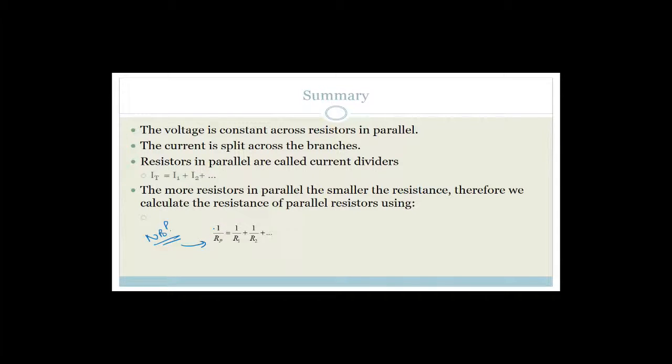Okay, so what did we say? We said the voltage is constant across the resistors in parallel. We said the current is split across the branches. The resistors in parallel are current dividers. And the more resistors in parallel, the smaller the resistance.